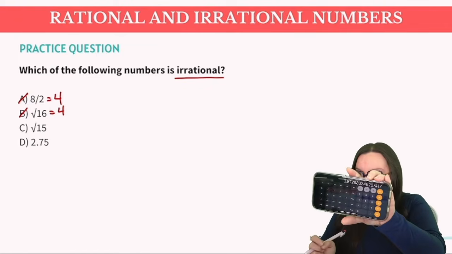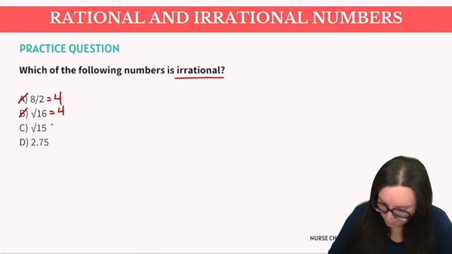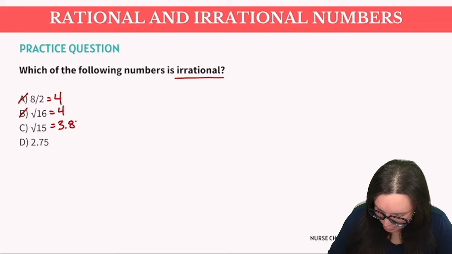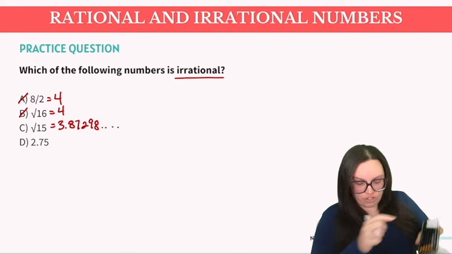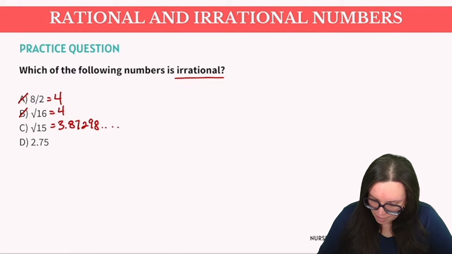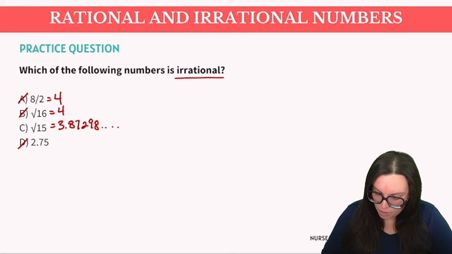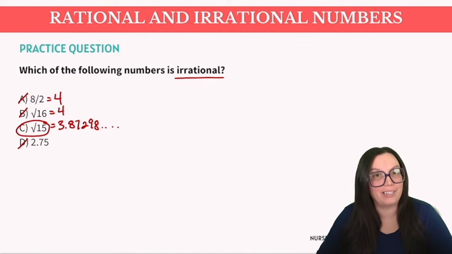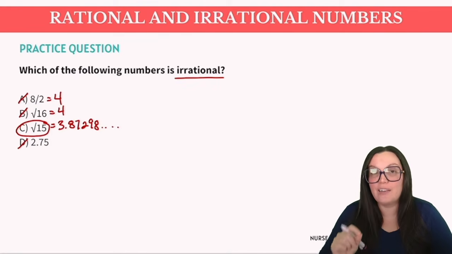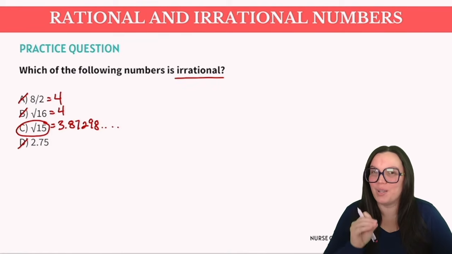Oh, look at that. We have a very long number, right? We have 3.87298, and so on and so forth. But let's finish out. We have 2.75. 2.75 is a rational number. So out of all of the options that we have available to us, C is going to be the correct answer because there's a lot of decimals, but they don't follow a pattern.